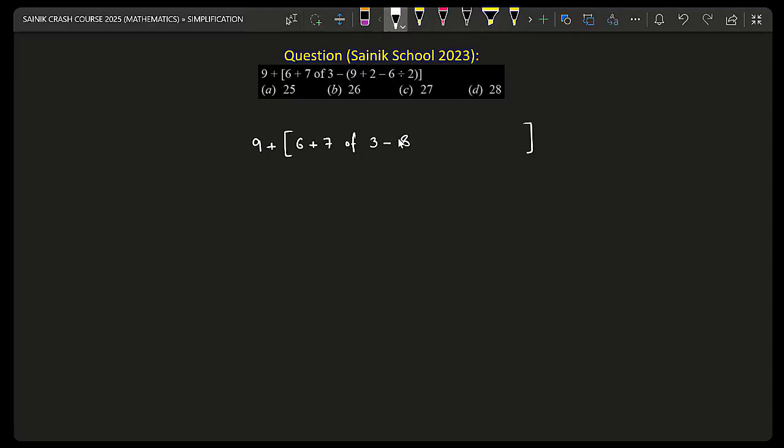Okay. Now coming to the square bracket. Which operation do we have to do first? Of. Of we should do. Of is nothing but multiplication, right? Yes, sir. What is 7 of 3? What is 7 of 3 value? 21. Yes, you can write 21.